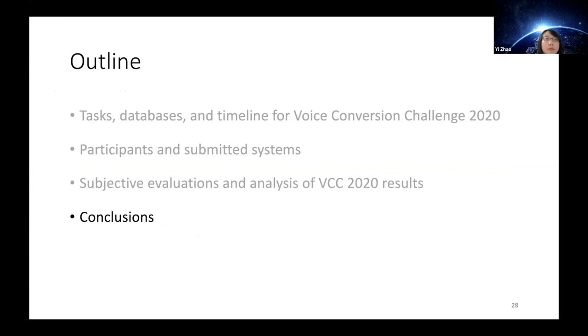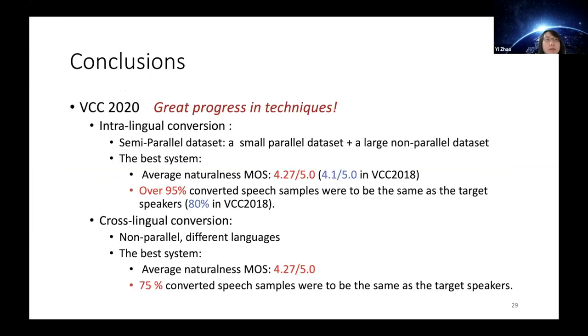And now let's go to the conclusion. In this VCC challenge, we can see that great progress has been achieved in techniques. In the intralingual conversion, the best system could achieve an average naturalness mean score as high as 4.27. This score was only 4.1 in the last VCC challenge. Also, over 95% of converted speech samples were judged to be the same as the target speakers, but this number was only 80% in the last VCC challenge.